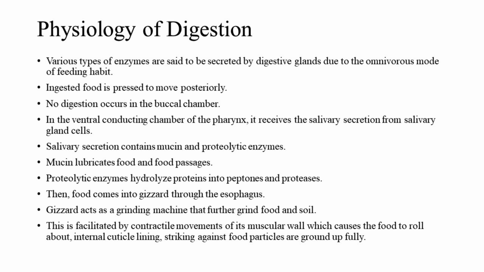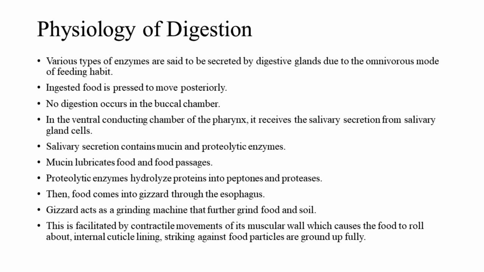No digestion occurs in the buccal chamber. In the ventral conducting chamber of the pharynx, food receives the salivary secretion from salivary gland cells. Salivary secretion contains mucin and proteolytic enzymes. Mucin lubricates food and food passages. Proteolytic enzymes hydrolyze proteins into peptones and proteases.